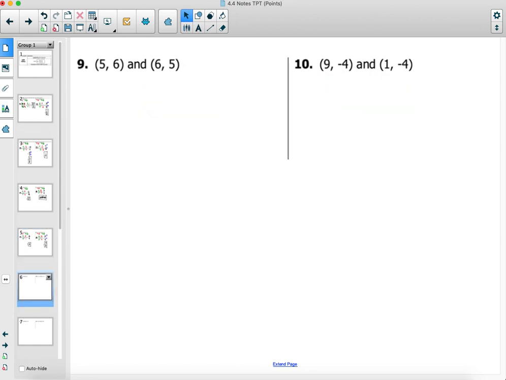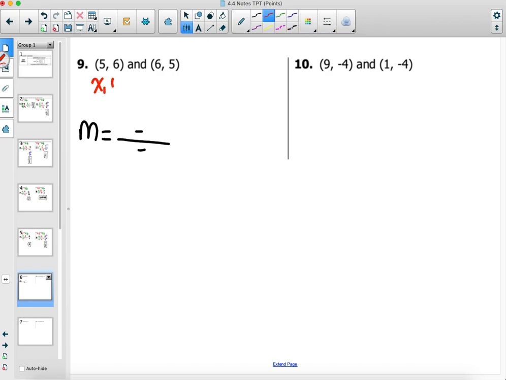Number 9, m equals, draw the fraction, put the minuses in, label our points, x1, y1, x2, y2. So the top of the fraction, subtract the y's, 5 minus 6. Again, y2 has to come first, that's the 5. 6 is the y1.